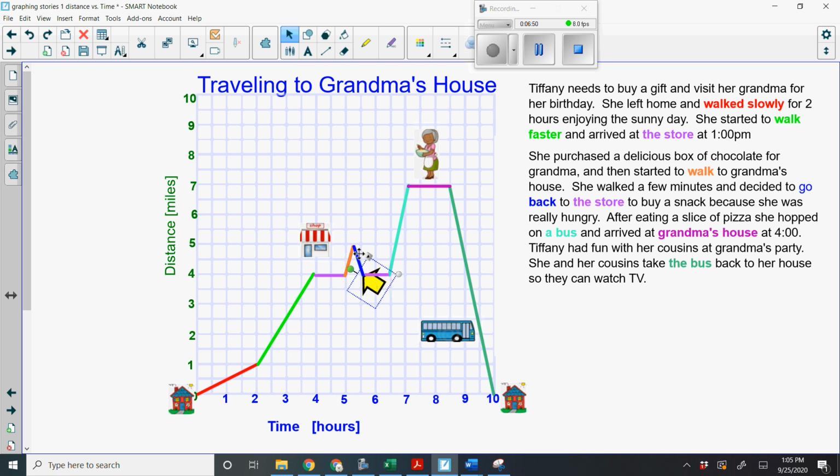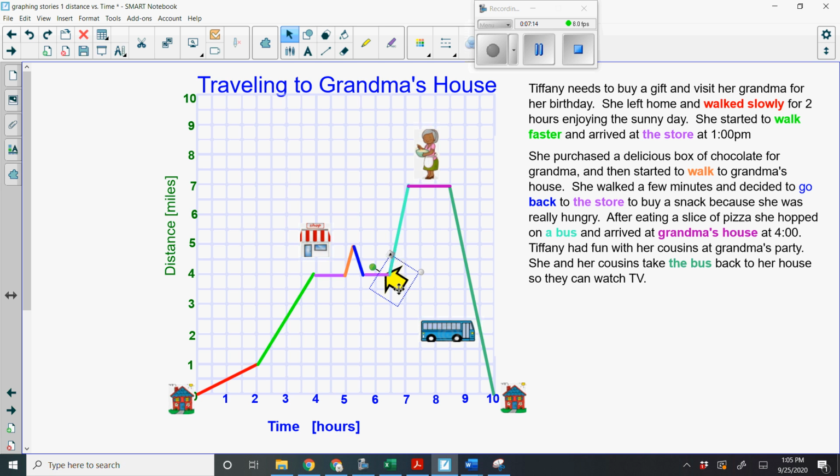That downward slope line means we're turning around and going back to where we started from. So in this case, she started at the store and she went back to the store to get a snack. She had a piece of pizza. So that's what this horizontal line means. She is stopped in distance, but time is ticking by.